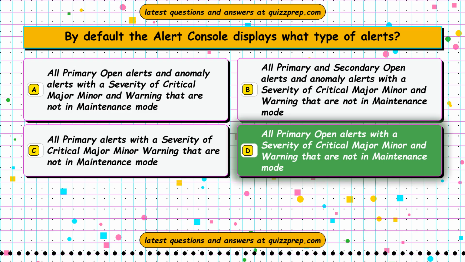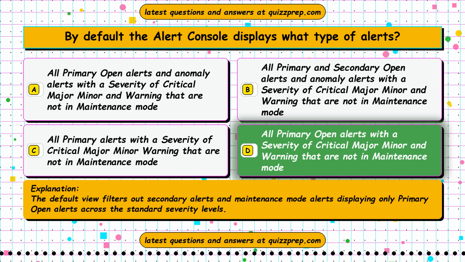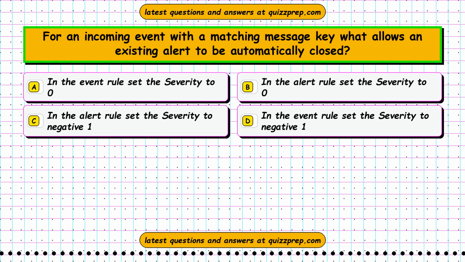The correct answer is option D. All primary open alerts with a severity of critical, major, minor, and warning that are not in maintenance mode. The default view filters out secondary alerts and maintenance mode alerts, displaying only primary open alerts across the standard severity levels.